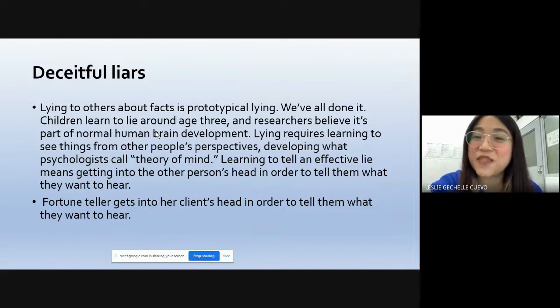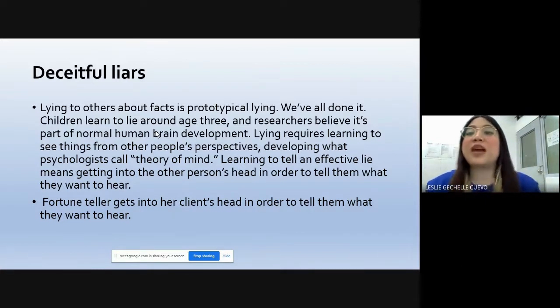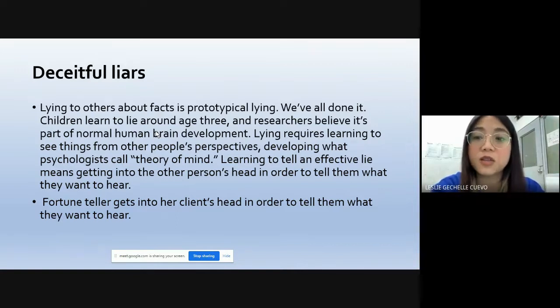Lying to others about facts is prototypical lying. We've all done it. Children learn to lie around age 3. And researchers believe it's part of normal human brain development. Lying requires learning to see things from other people's perspectives, developing what psychologists call theory of mind. Learning to tell an effective lie means getting into the other person's head in order to tell them what they want to hear. So nabanggit nga dyan na bata pa lang, 3 years old, doon natututong magsinungaling ang bata.